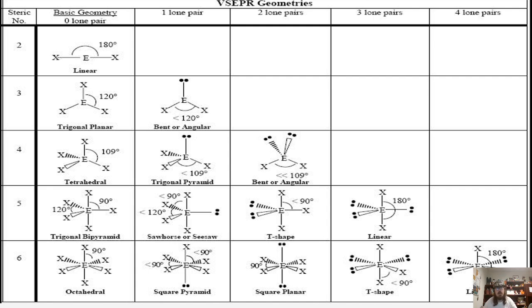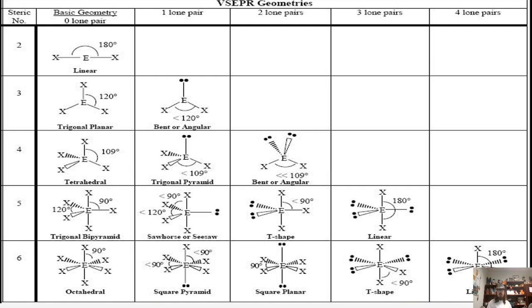So here are all of our shapes. Please note, some of these options have more than one name. Either name is equally valid. You don't have to use both. It's where we took away one of the outer atoms and replaced it with the double dot, which is our lone pair. So linear still stays linear if you remove one of the outer atoms.